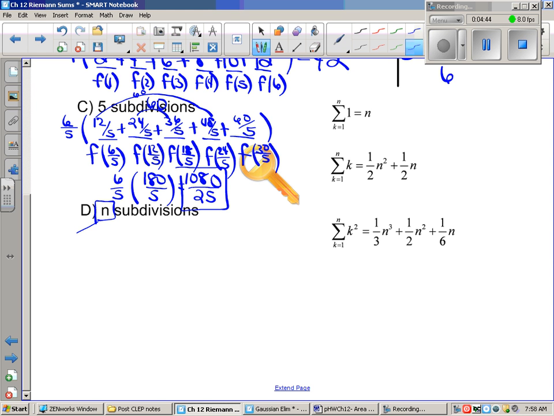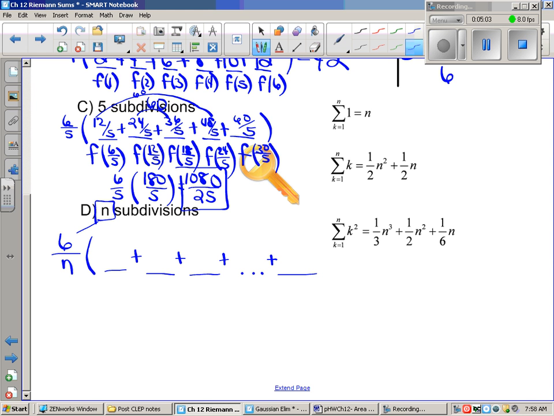Let's think about the process that we did. Every single time we took the length of the interval and we divided by the number of subdivisions. And so that would mean 6 divided by n. And how many blanks would I have? You would have n of those blanks.